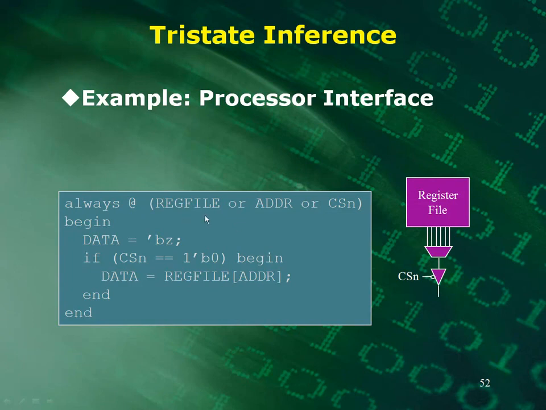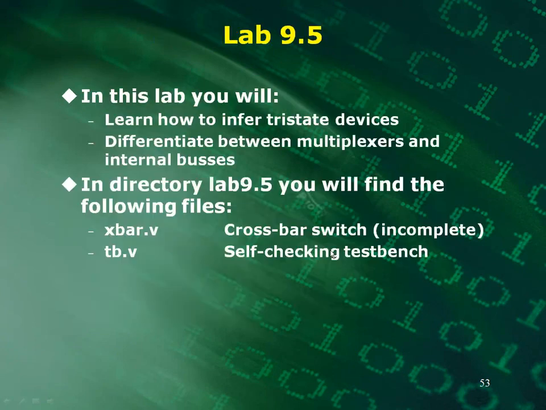Here's another example. Here we have these 3 things like reg file, adder, and chip select, active low chip select. So here I've gone ahead, I've just assigned data equal to tick BZ, but then I said if the chip select is low, then I'm going to assign data equal to reg file of address. Okay, so that would do a similar type thing. It's another method that you could use. So in Lab 9.5, you're going to learn how to infer tri-state devices, and you'll differentiate between multiplexers and internal buses.